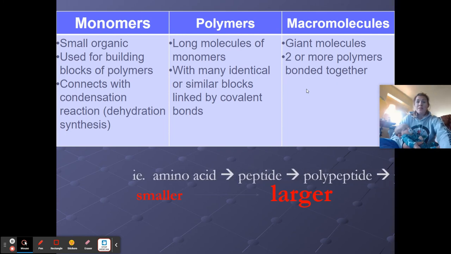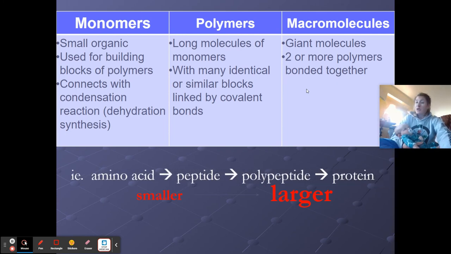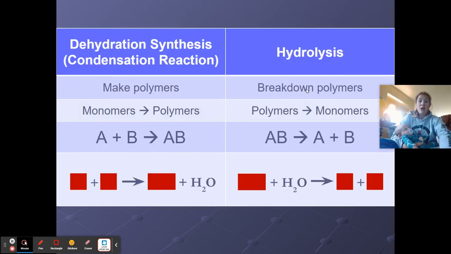When we are looking at these molecules as well, we have a couple different terms. So a monomer is going to be like the smallest little building block. Poly means many, so that's going to be like one chain. And a macromolecule is 2 or more of these polymers that are bonded together to make a giant molecule.